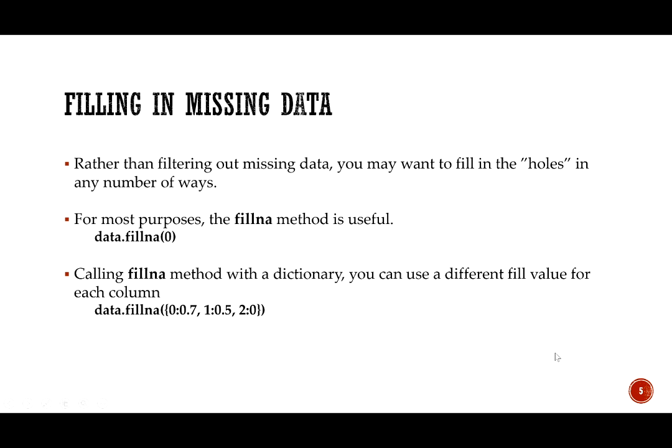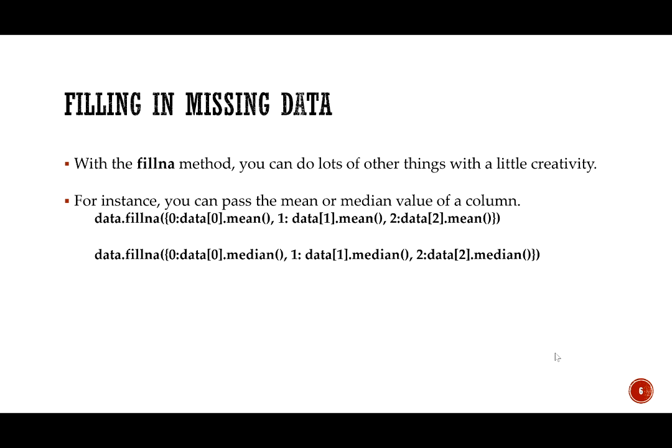So far we discussed two techniques. We either filter them out or we fill in with some numbers. With the fillna method, we can do lots of other things with a little creativity, and that's where statistical techniques can be useful. For instance, we can pass the mean or median values of a column. So we find the mean value or the median value and then replace the missing values with the mean or median. I usually prefer median value because it's more robust.